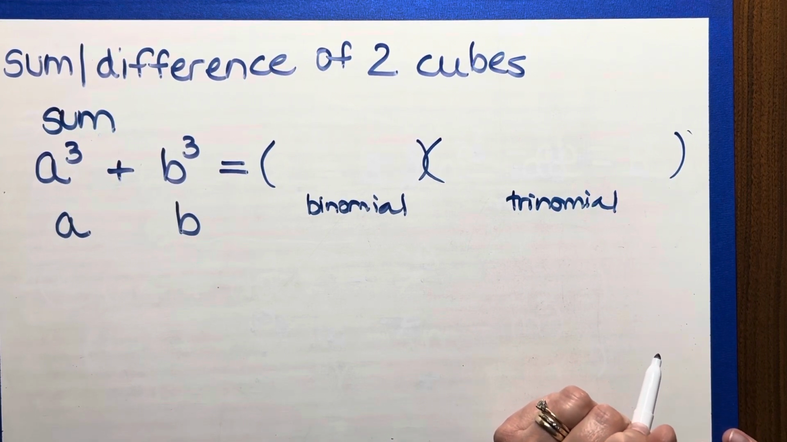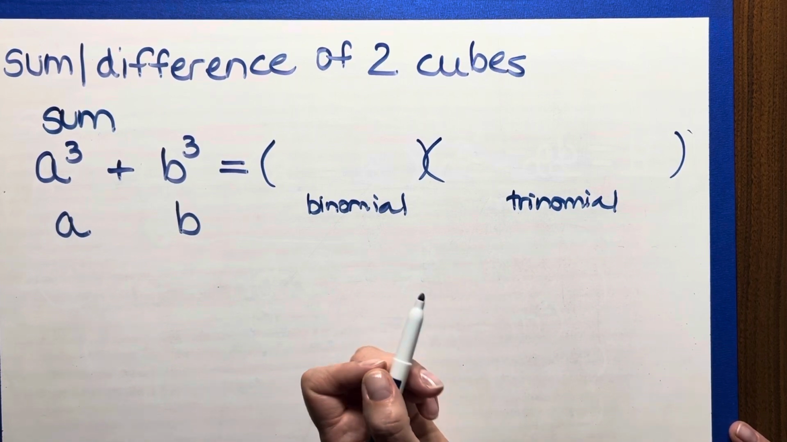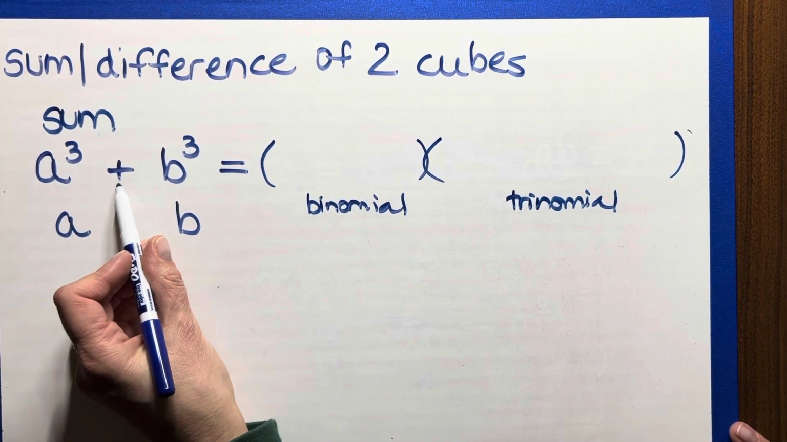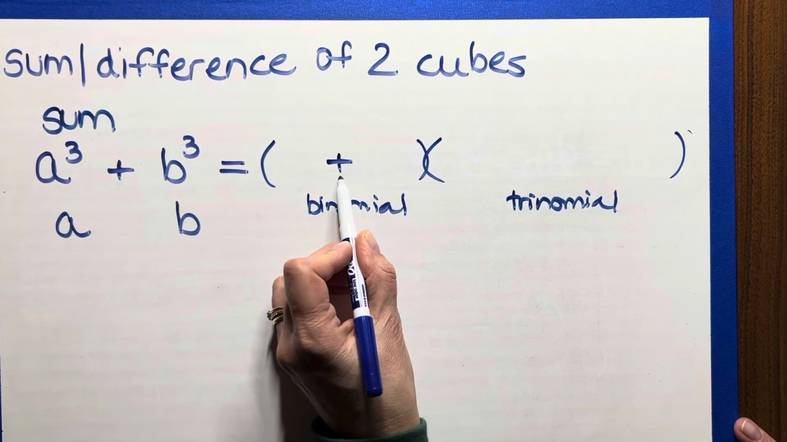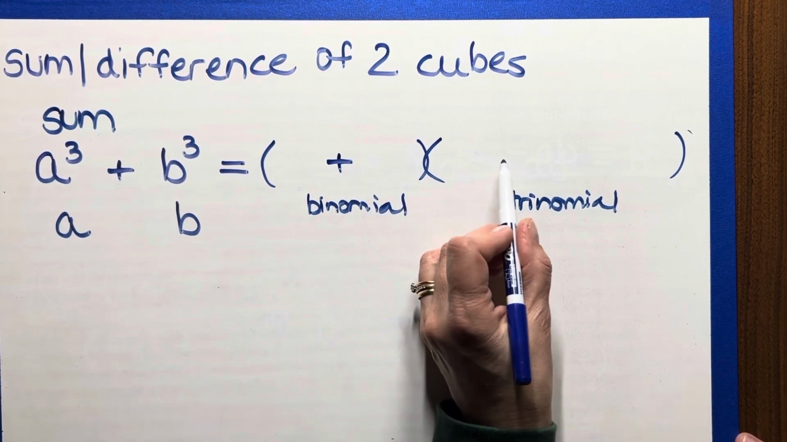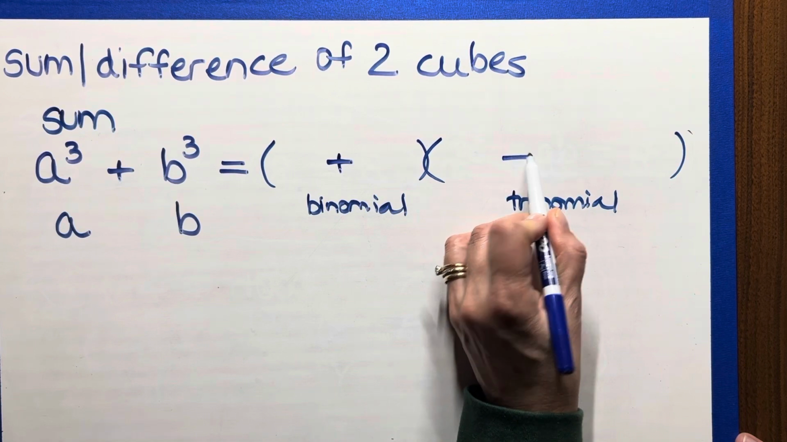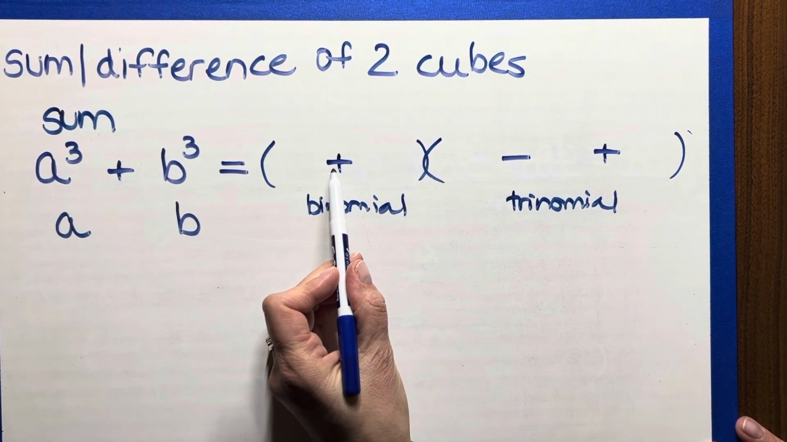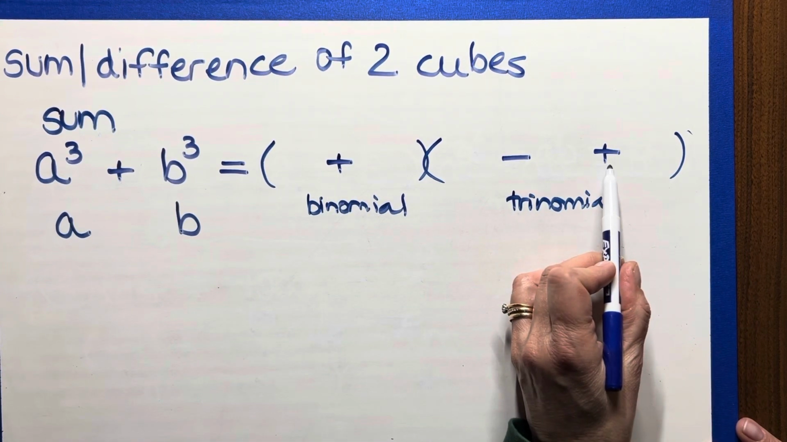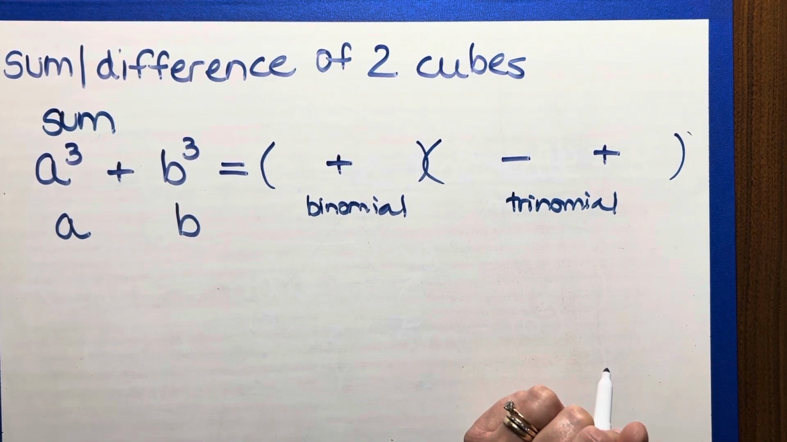Now, when I am trying to figure out what all the signs are that I put in here, this is the pattern. When it's addition, when it's a sum, you're going to start off with an addition sign in the binomial. And then in the trinomial, it's going to be a minus, and then it's going to be a plus. So it's plus, and then minus, plus. So these terms alternate from positive to negative.